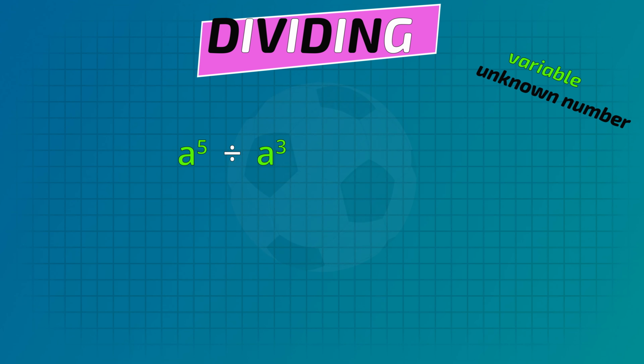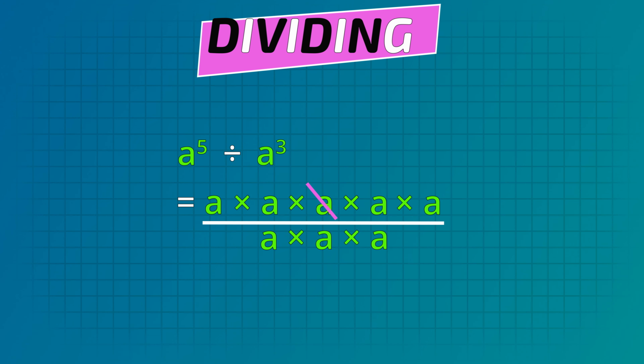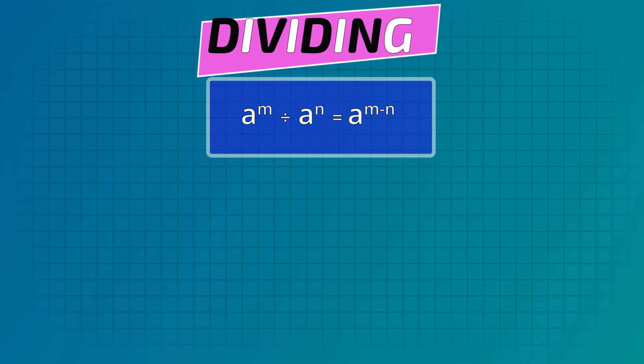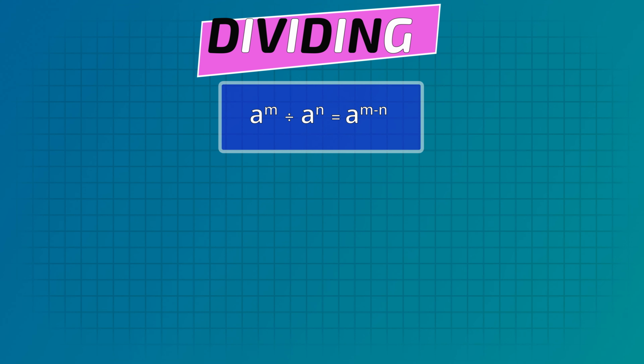Now let's do an example of dividing with the base as a variable. First we'll write in expanded form and then divide an a on the top with an a on the bottom, and then we keep dividing the matching a's. The answer is a to the exponent of 2, or a squared. See that we subtracted the exponents? So the third rule is, when dividing terms with the same base, we subtract the exponents.